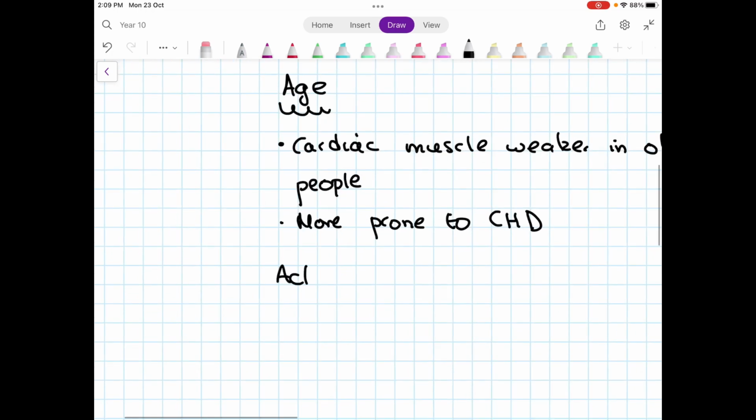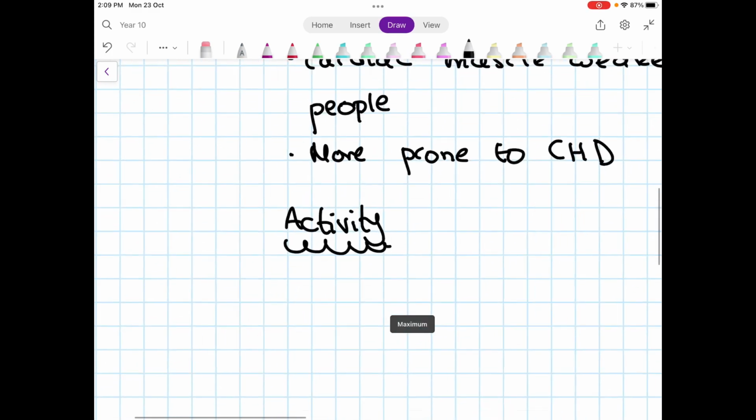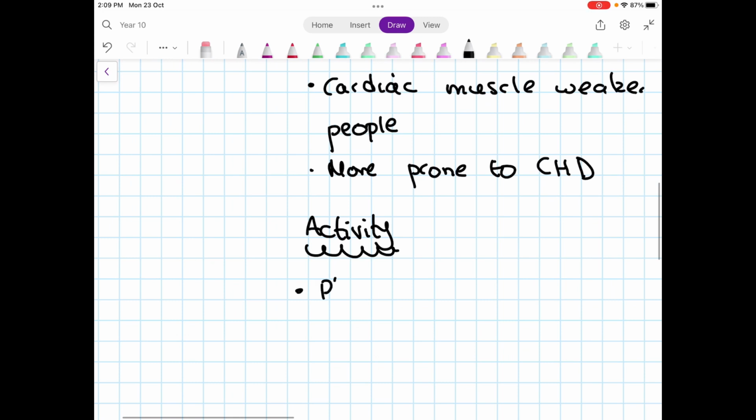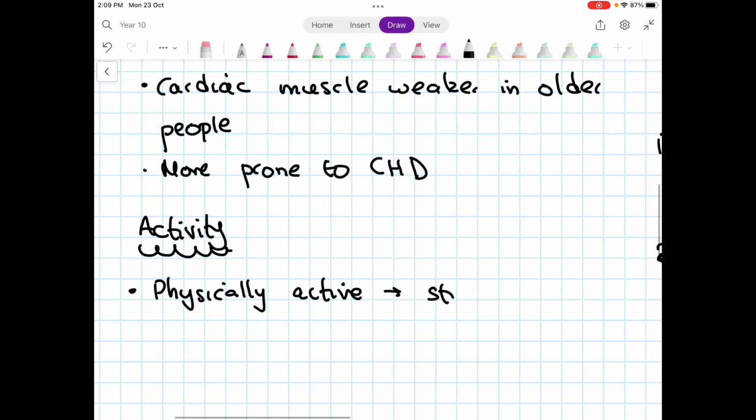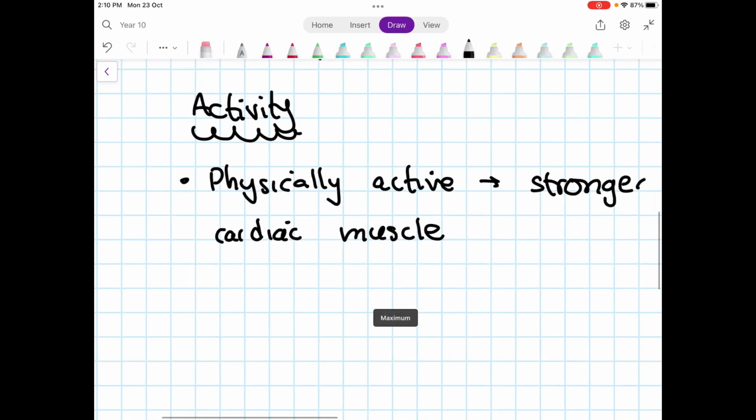Next, activity levels also play a role. So someone who is more physically active would lead a more active lifestyle, and they typically have stronger cardiac muscle, compared to people who live a sedentary lifestyle or are always sitting down or in an office space.